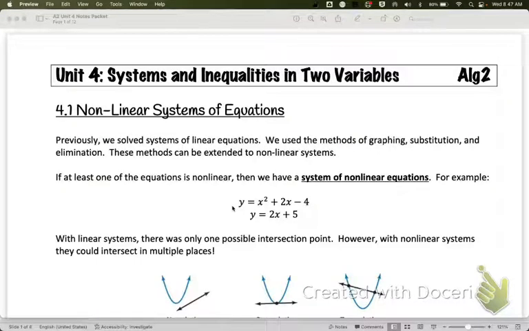All right, in this new unit, our focus is going to be on nonlinear systems and inequalities. And so this unit is going to use everything that we've done up to this point. We solved systems in Unit 1, we graphed quadratics and absolute values in Unit 2, and then we learned how to solve quadratic equations in Unit 3, and all of those things are going to come back in this one place. So it's a good kind of review unit, put all the ideas together.